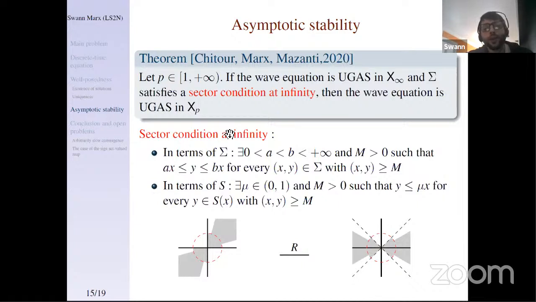So now we have another result, which says that if the wave equation is U-gas and sigma satisfies a sector condition at infinity, that I will explain right now, then the wave equation is U-gas in XP. The sector condition at infinity, if you think of sigma as the graph of a function, just says that this function behaves as a linear function at infinity, for a sufficiently large argument of the function. So you can express this in terms of sigma, or even in terms of S.